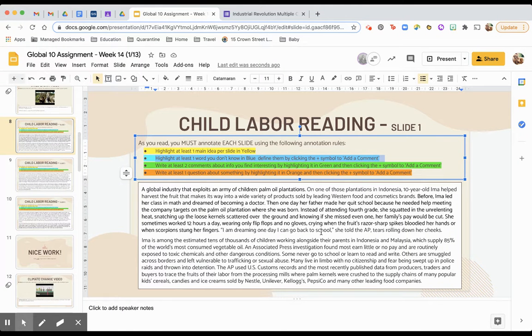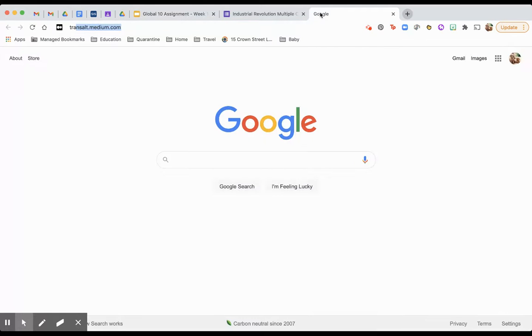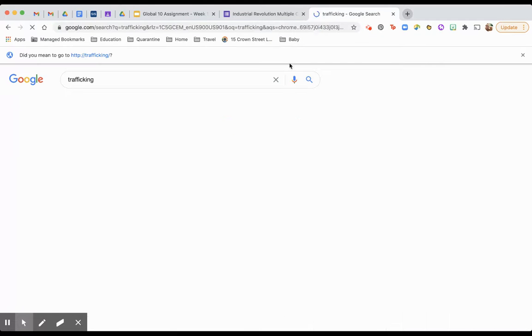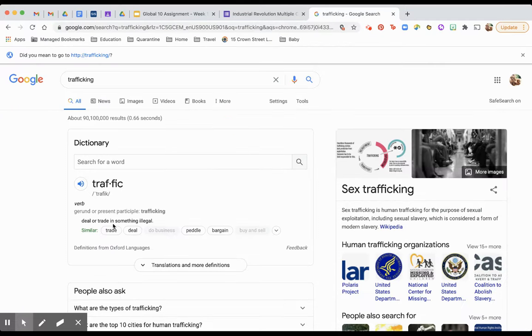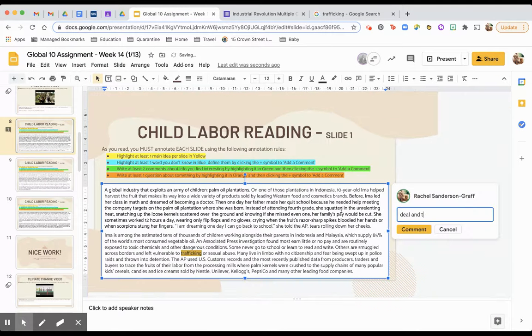So, for example, if you didn't know what... I'm trying to find a word that maybe we wouldn't know. Let's say you didn't know what trafficking was. So you would go, you can look it up. But if you didn't know what it meant, okay, it means to deal or trade in something illegal. So I would then go back and I would say deal and trade and whatever.